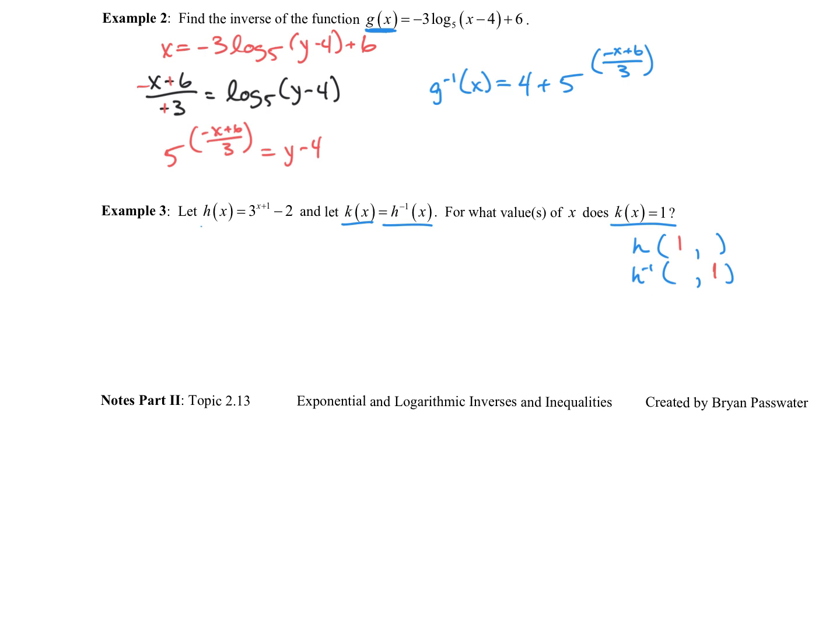And so all I'm going to do is find h of 1. And so h of 1 is 3 to the power of 2 minus 2. So 3 squared is 9. 9 minus 2 is 7. And so then I have h of 1 is equal to 7, which means my h inverse would be 7 comma 1. And so for what x value does k of x equal 1? At x equals what? 7. All right, because an inverse is a switch in x and y.